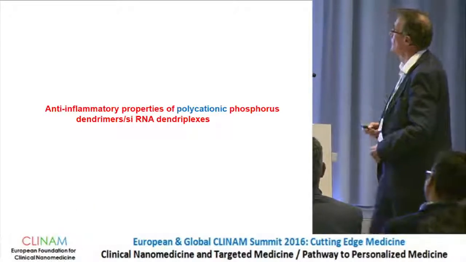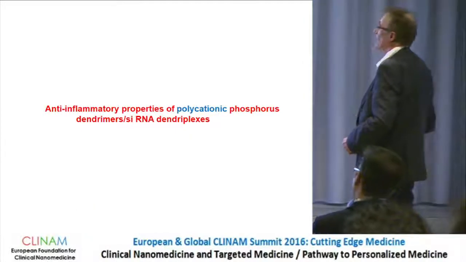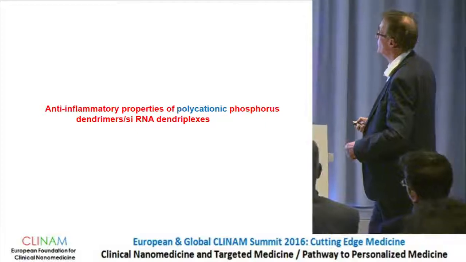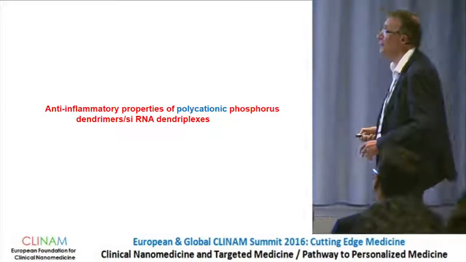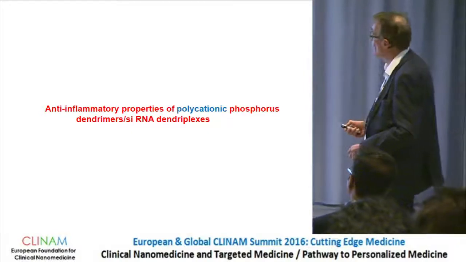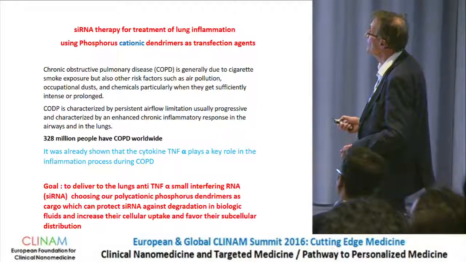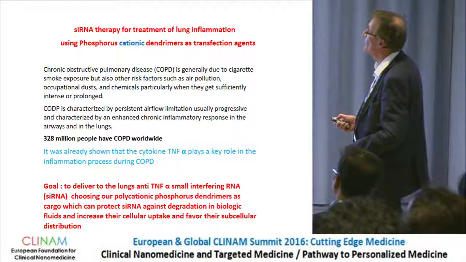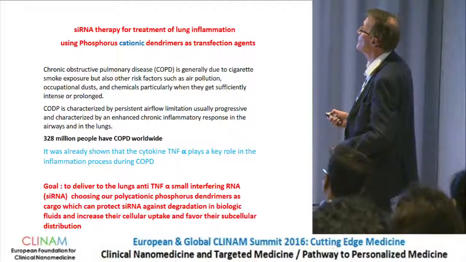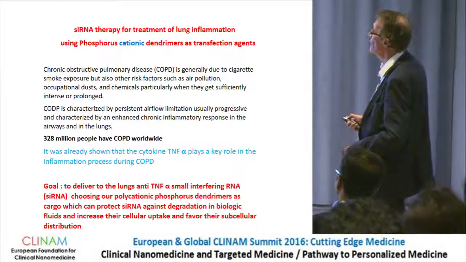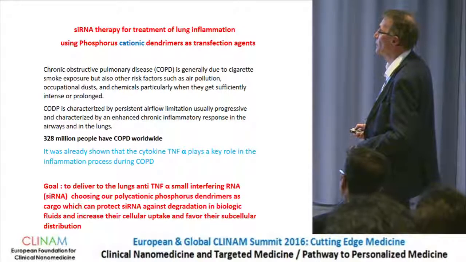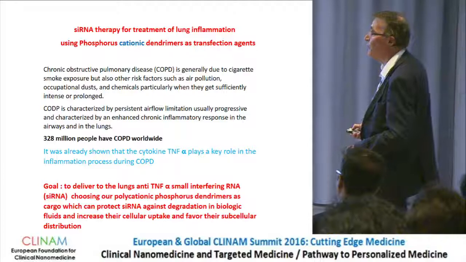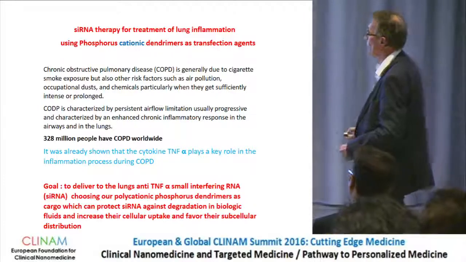So let's move now very quickly to another anti-inflammatory property, now using polycationic phosphorus dendrimer and small interfering RNA dendriplexes. For that, we were trying to use siRNA therapy for the treatment of lung inflammation. So very briefly, chronic obstructive pulmonary disease: as you can see, there are 328 million people suffering from this disease.